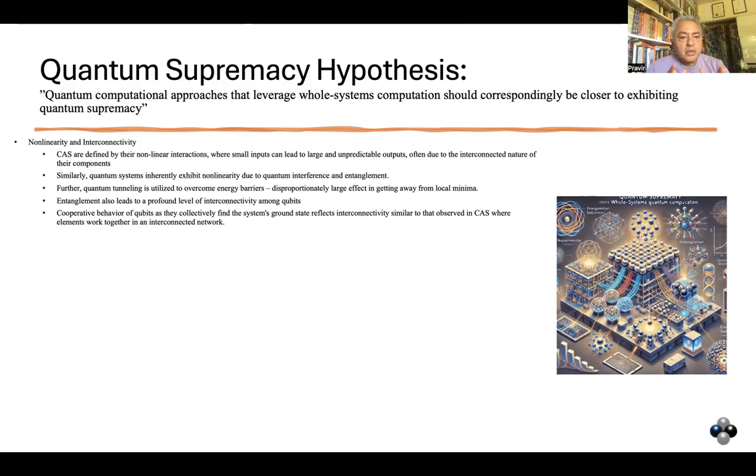So I'm not going to spend a lot of time on this, but if we look at nonlinearity and interconnectivity, then as we know, CAS are defined by nonlinear interactions where small inputs can lead to large and unpredictable outputs. Similarly, quantum systems inherently exhibit nonlinearity due to phenomena of quantum interference and entanglement. Further, quantum tunneling is utilized to overcome energy barriers. So there can be disproportionately large effects in getting away from local minima in the energy landscape.